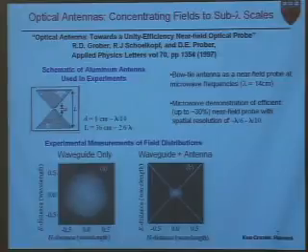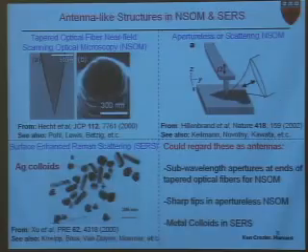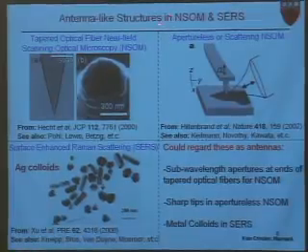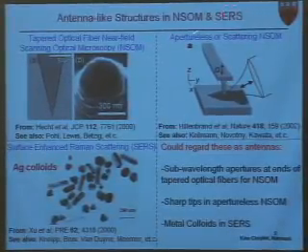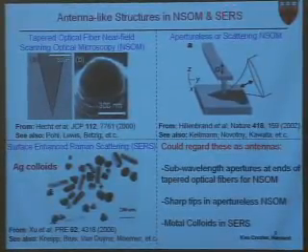So that motivated us to see if we could translate this to the visible and near-infrared wavelength range. I should also mention in passing that there are a number of other structures in NSOM, or Near-Field Scanning Optical Microscopy, or SERS, which is surface-enhanced Raman scattering, that could also be considered to be types of antennas.